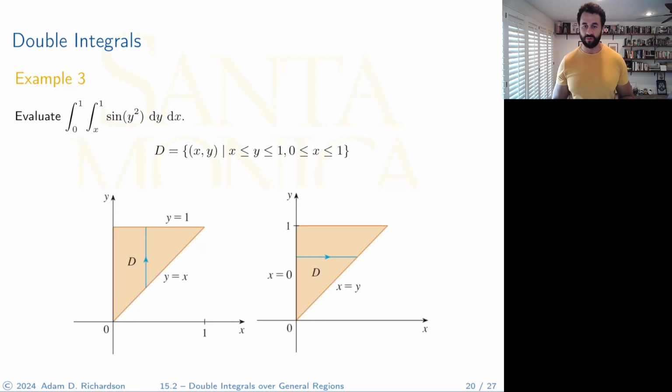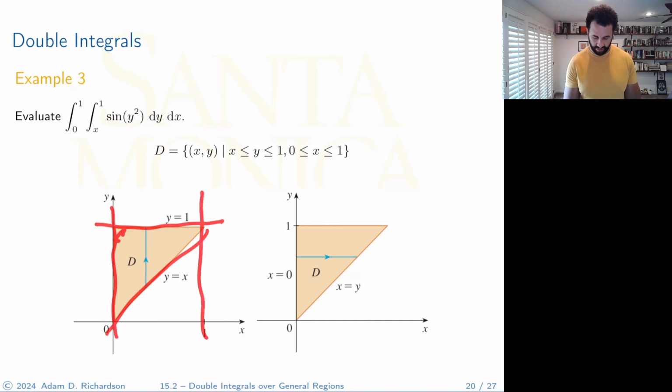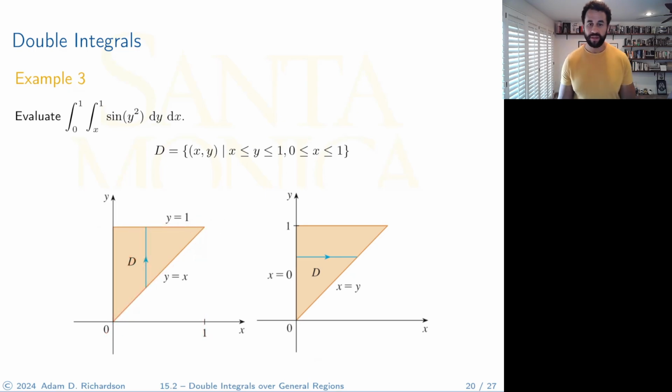So let's take a look at the region. This is what the region looks like. This is the line y equals x, y equals 1, x equals 0, x equals 1. All right, now, as it is written, we're asking the integral to scan with respect to y first. So it would go from the line y equals x to the line y equals 1. And this we found was actually too difficult. We don't want to scan that way.